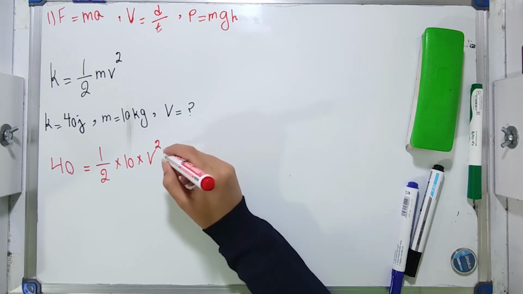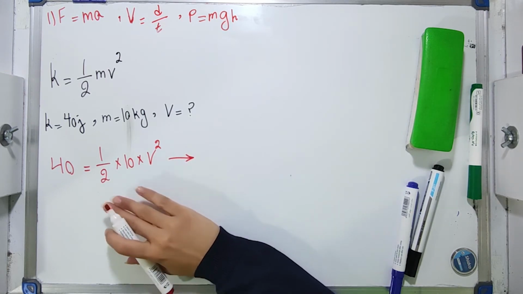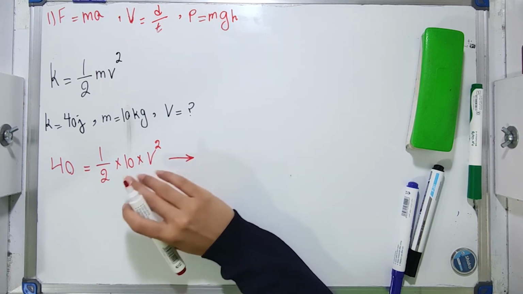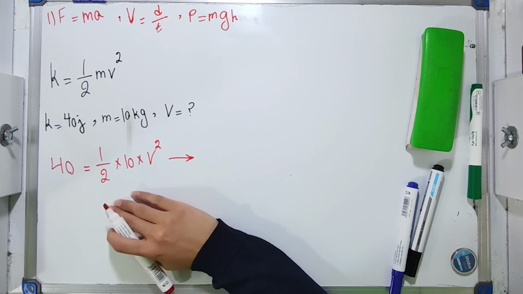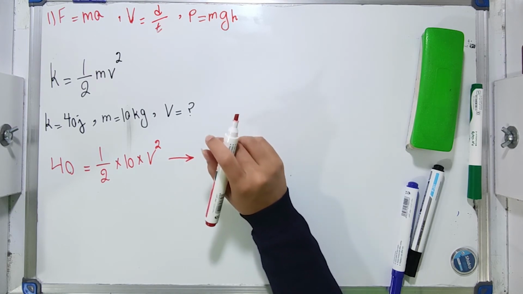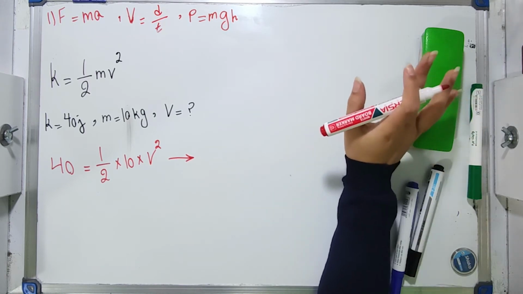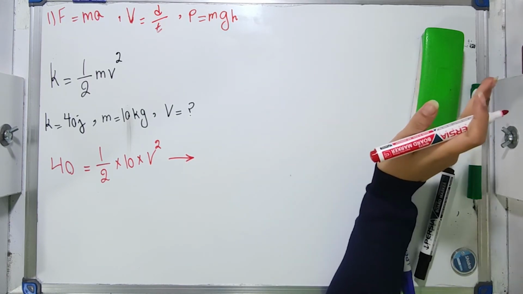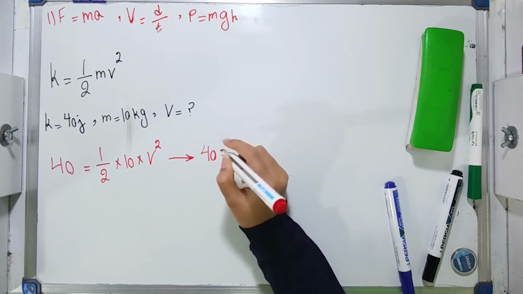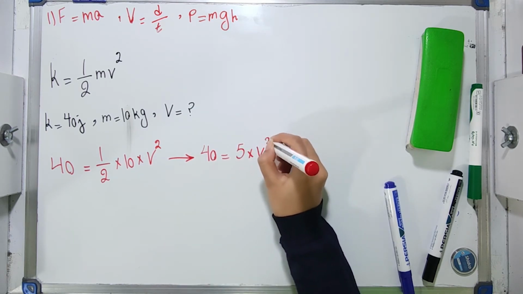So guys, I suggest you, whenever you have several numbers in an equation, it's easier to do whatever you have to do. I mean, if between the numbers there is multiplication, do it. If there's division, do it. Make your equation very simple. Put it in the simplest form you can, and then start to solve it. So I say 40 is equal to 1 over 2 times 10, which is 5, times v squared.